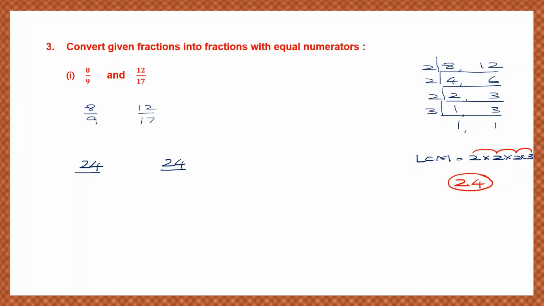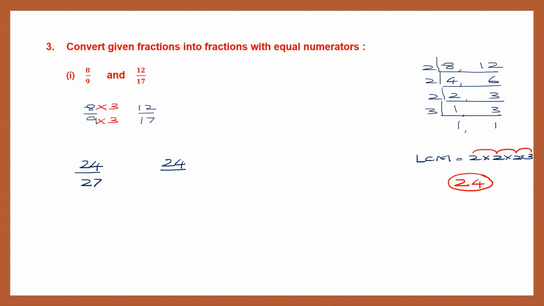Now we have to find the denominators. So let's look at the numerator. For the first fraction, it's 8. 8 has become 24. That is, 8 into 3 is 24. So we multiply 9 also by 3. So 9 3s are 27. So the first fraction is 24 by 27.